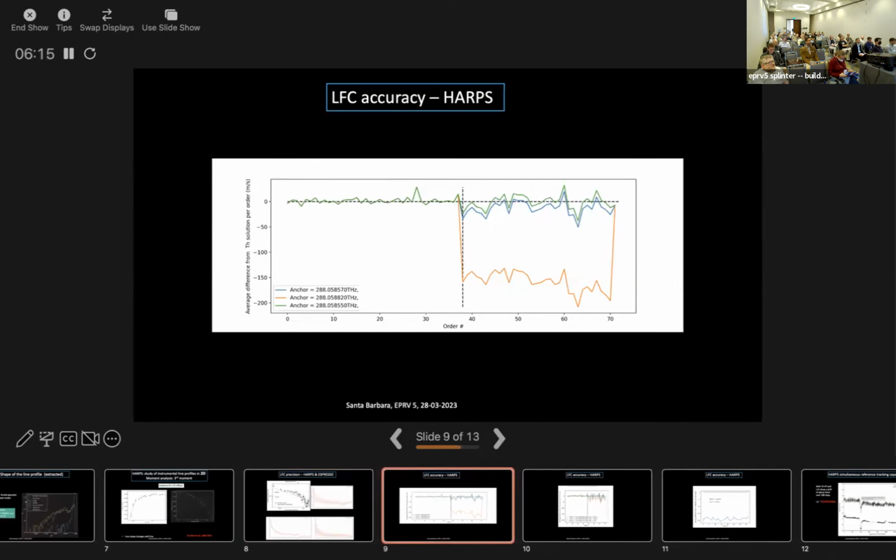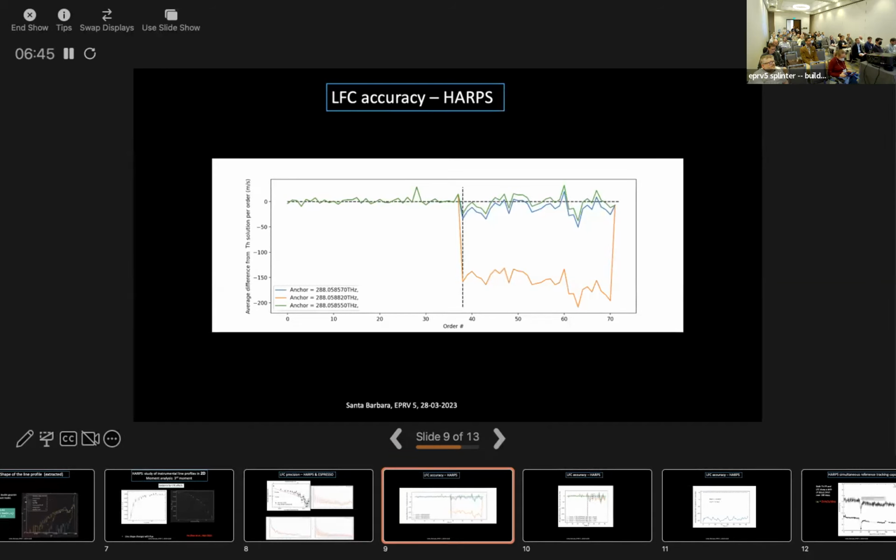The unexpected problem that I found was about accuracy. So in green, on this part, you have the thorium solution. This is just the blue chip, let's say, of ARPS. These are ARPS data. And on the right chip, what we have is the laser frequency comb wavelength solution. And actually this is the difference between the thorium and the laser frequency comb wavelength solution.